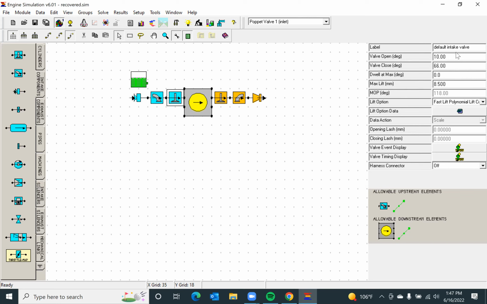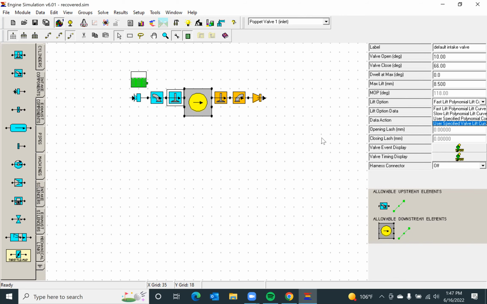Then that valve needs to lift up so that the cavity can open. So it is telling you how much the lift should be. The max lift of the valve is 8.5. Then it is going to ask you whether you want that valve to lift quickly or slowly. And that is where this lift polynomial comes into the picture. If you click here, there are different lift polynomials. You can choose different polynomial curves and actually play with it.